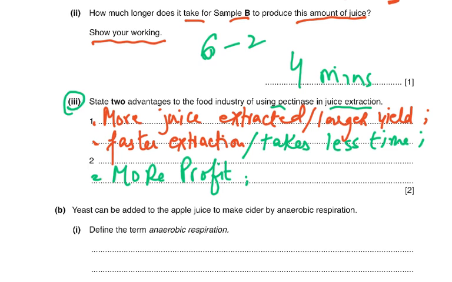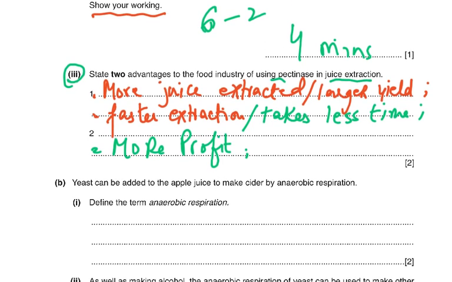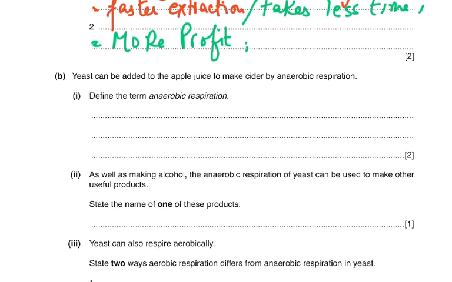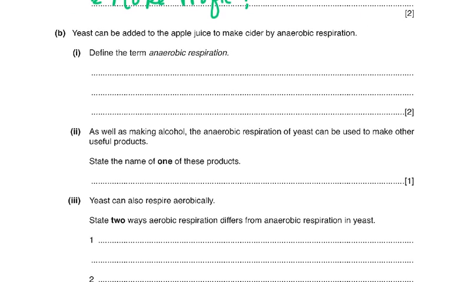Then coming to 5B1 of this question, yeast can be added to the apple juice to make cider by anaerobic respiration. Define the term anaerobic respiration. Basically, what is anaerobic respiration? You break down nutrient molecules to release energy. That is the definition of respiration. Breakdown of nutrient molecules to release energy without using oxygen.